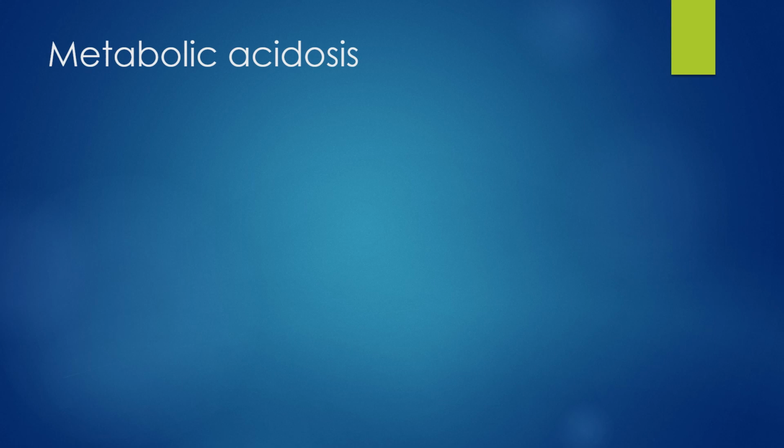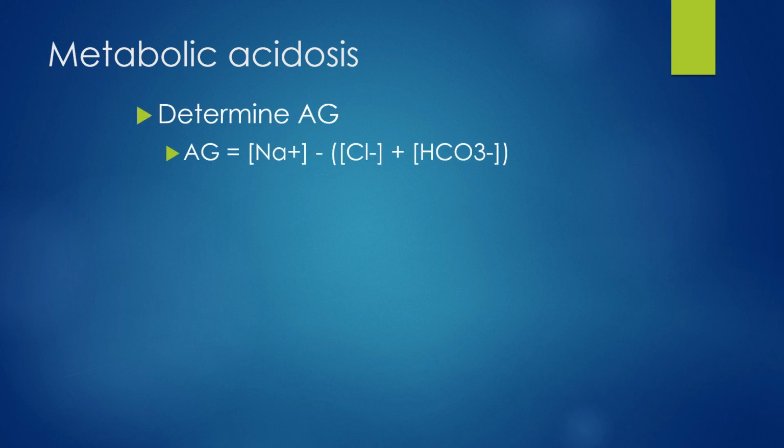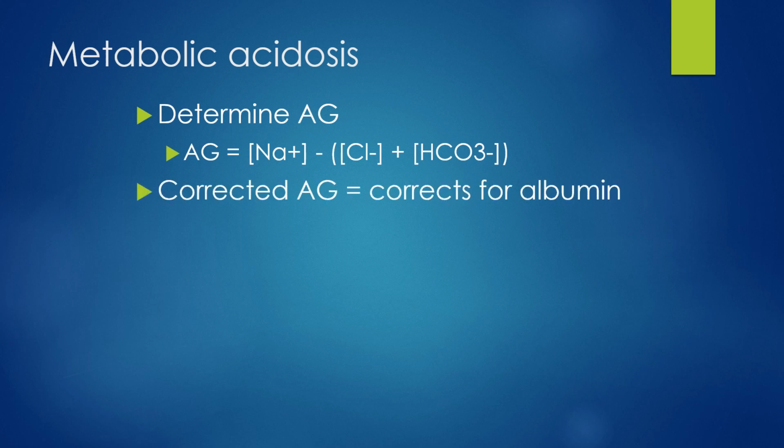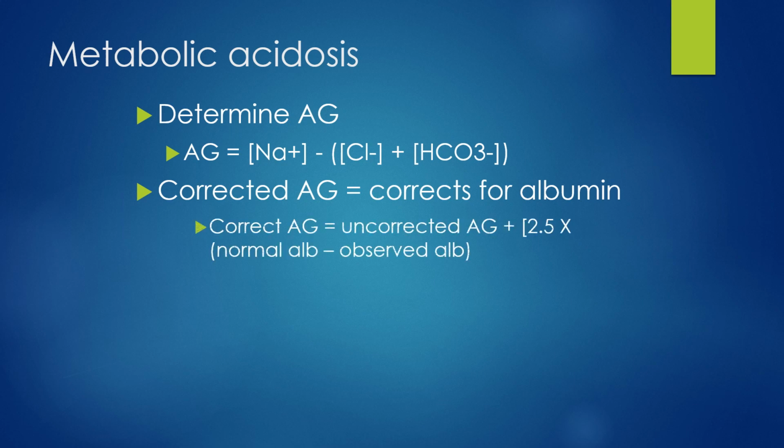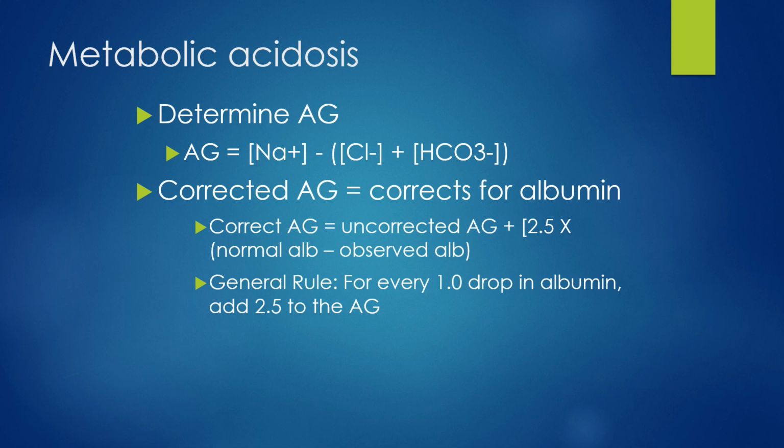Now, once you've determined that a patient has metabolic acidosis, that being they have a low bicarbonate level, the next step is to determine an anion gap. This is done with that formula that I told you earlier, but here it is. And then you have to correct the anion gap. So a true anion gap is underestimated in hypoalbuminemia. Remember, albumin is an anion. So the general rule is that for every 1.0 fall in albumin, you increase the anion gap by 2.5.